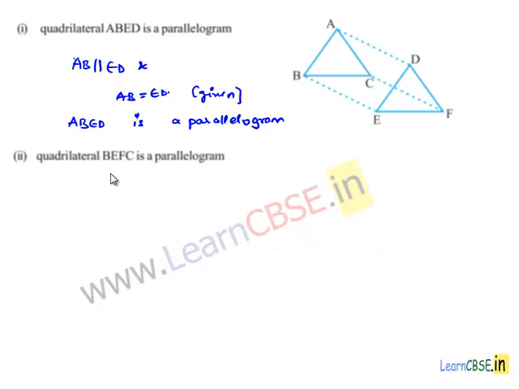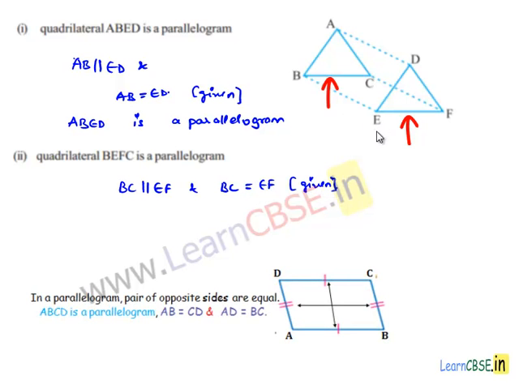In the second thing, we are asked to prove that quadrilateral BEFC is a parallelogram. Here it is given that BC is parallel to EF and also BC is equal to EF. So as the opposite sides are parallel and equal in a quadrilateral, we can say BEFC is also a parallelogram.